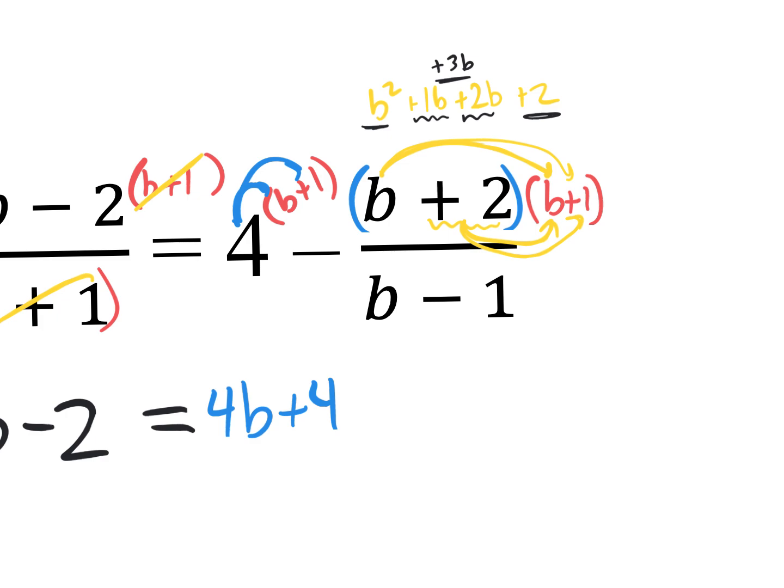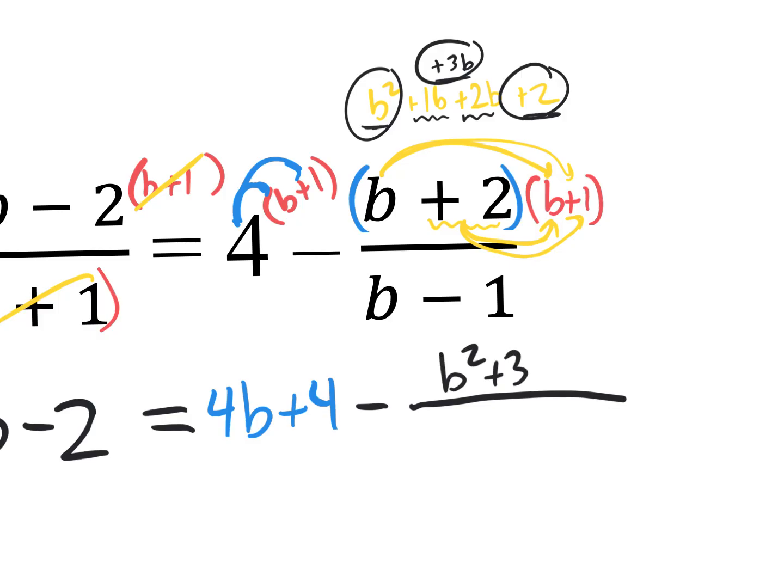So let's understand this. This minus sign is still there, and the fraction's still there, but we put this quadratic trinomial as the numerator. So here we go. We have the minus sign still there. We have the fraction still there. But we're going to put b squared plus 3b plus 2 on the numerator. And on the denominator, it's still b minus 1.